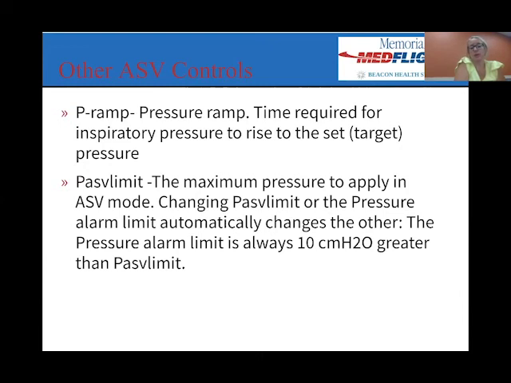And then PASV limit is the maximum pressure to apply in ASV mode. So I talked about if the patient's breathing on their own, it will look at the pressure and get that minute volume. Well, it's not going to let you go over a certain pressure. The alarm will usually go off about 10 centimeters greater than the limit. So if you have your limit set at 20, then when it hits 30, it's going to alarm at you. So you know that your patient's hitting some high pressures for whatever reason. You need to look into why.